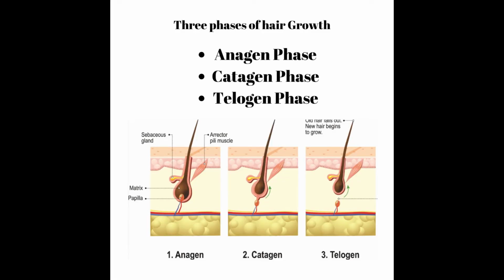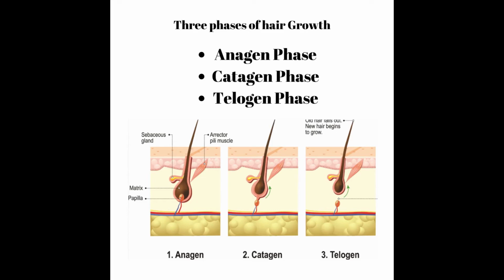Moving into the three growth phases. There are three phases that your hair undergoes when it's growing, the first one being the anagen phase, and that can last up to several years. Then there's the catagen phase, a short duration, and that will move right into the telogen phase, which is the final phase. The anagen phase is also known as the growth phase.